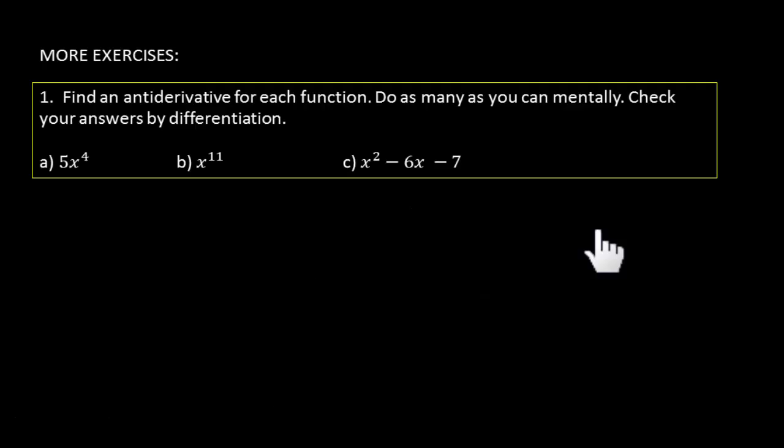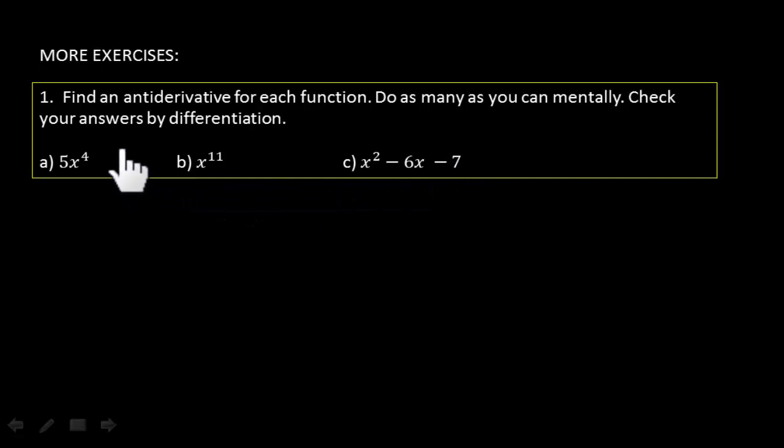This is a continuation of the last section, 4.7. And what we have are just more exercises that are very similar to what you're going to do in your MyMathLab. So the first exercise here is to find an antiderivative for each function. Do as many as you can mentally, it says here, and then check your answers by what? Differentiating. So once you take the derivative of your antiderivatives, you should be able to get these for your derivatives.